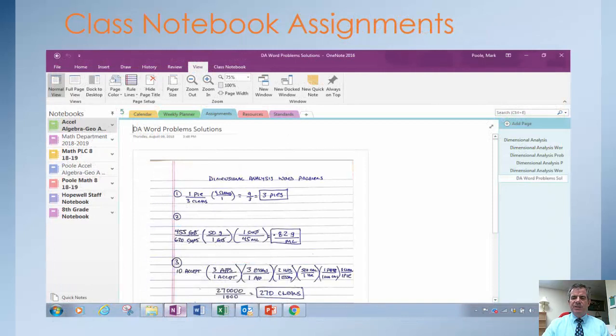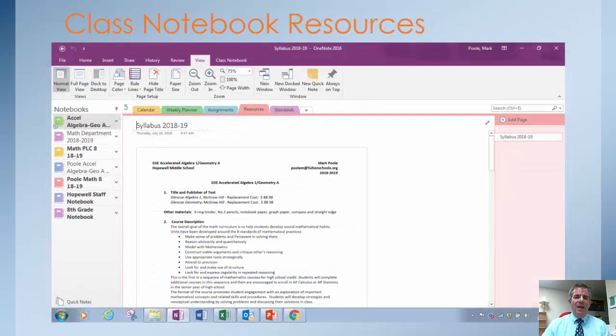The assignments are all in OneNote. I put them in there electronically, so students will always have a copy. There will never be the, oh, I left it at home, because they can go to OneNote and print it off at home. And in the resources section, right now what I've got in there is the class syllabus. Should you need or want to read the course syllabus, it's in the resource section.